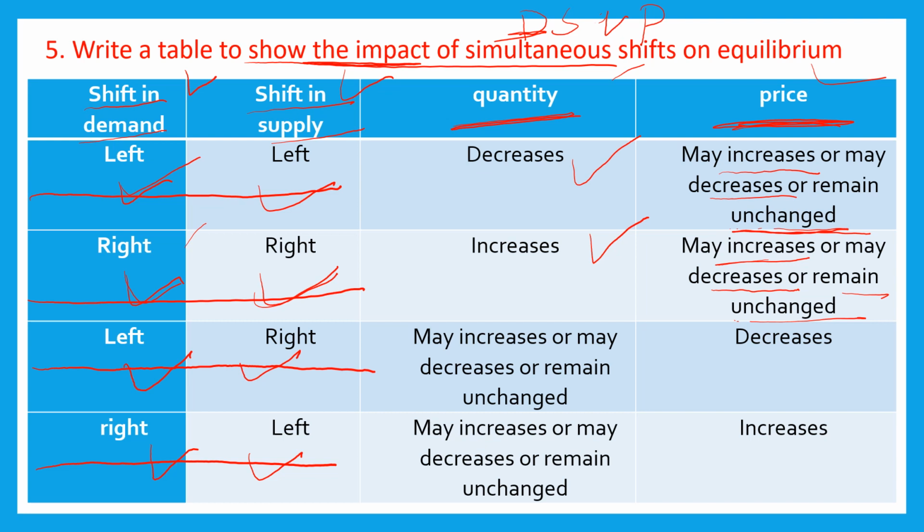When demand shifts to the left side, shift in demand left means decrease in demand. So supply will shift to the right side. So supply will increase. Definitely, what happens if demand is less than the supply? So price will start decreasing. But quantity may increase, may decrease or remain unchanged. What happens if demand shifts to the right side and supply shifts to the left side? The quantity may increase or may decrease or remain unchanged, but price increases.